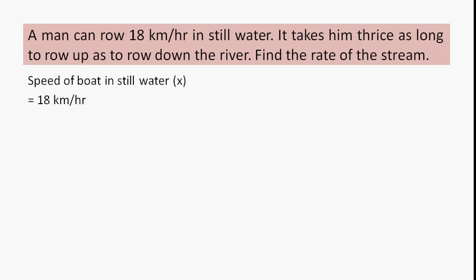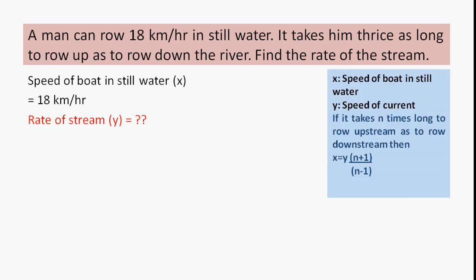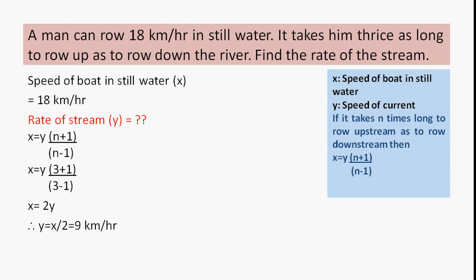Given x is equal to 18 km per hour and y needs to be found out, we use the formula x is equal to y times (n plus 1) upon (n minus 1), where it says that if it takes n times as long to row upstream as to row downstream, then this formula holds true. In the question, we are given the value of n as 3. Substituting the value of x and n, we get x is equal to 2y, or y is x by 2. X is 18, hence y will be 18 by 2, that is 9 km per hour.